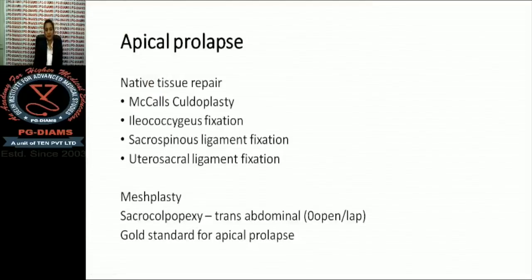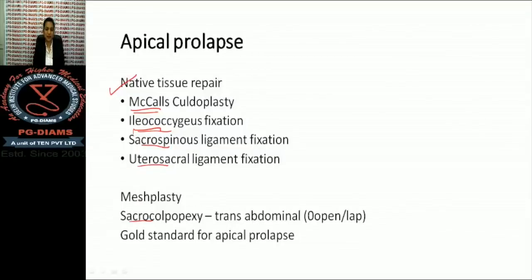Now, apical prolapses. For apical prolapses, you have certain native tissue repair methods. Now, the names are only important. You're not expected to know what is done in these procedures. Like they just asked you sacrocolpopexy is done for which compartment. They didn't ask you what is done or what kind of mesh is used in sacrocolpopexy. So you have to have an idea which procedure is done for which compartment basically. McCall culdoplasty, iliococcygeus fixation, sacrospinous ligament fixation and uterosacral ligament fixation. These are all for apical prolapses, the prolapse of uterus, cervix or vagina.